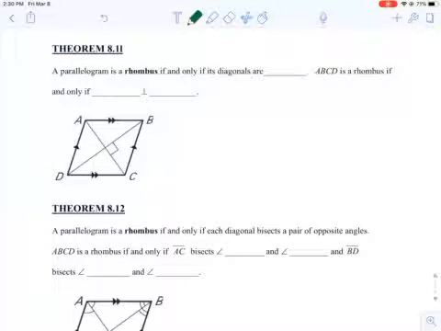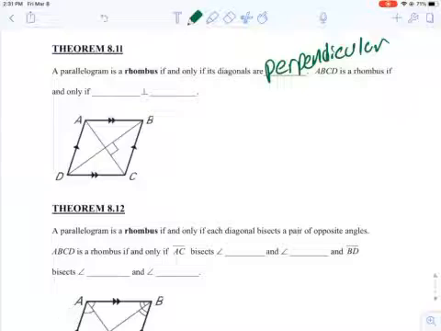So a parallelogram is a rhombus if and only if its diagonals are perpendicular. And in our example below, ABCD is a rhombus if and only if the diagonal AC is perpendicular to the diagonal BD.